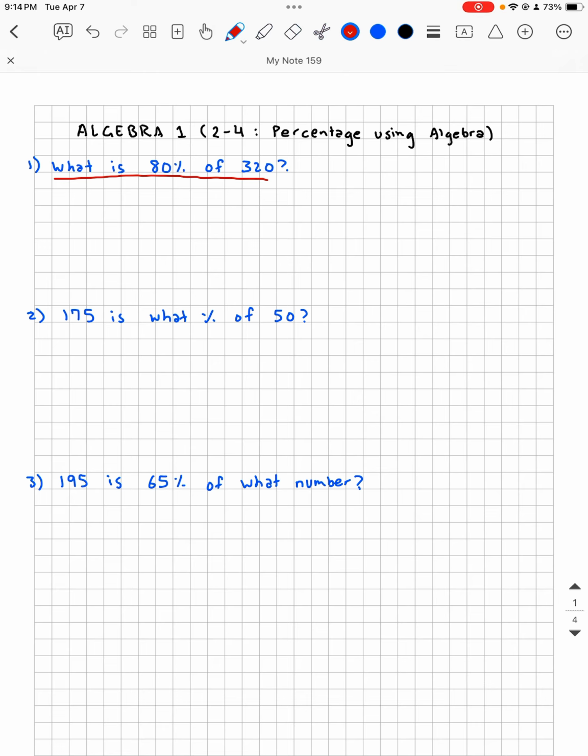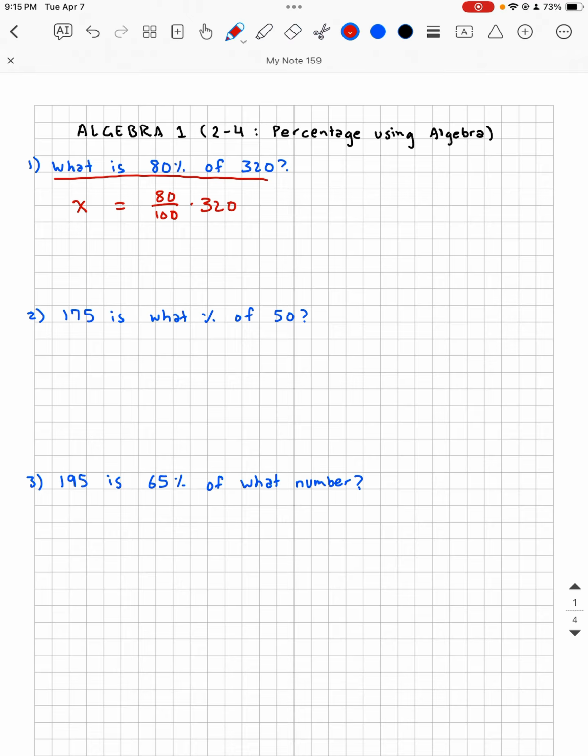The word "what" is usually indicated with the variable x. The word "is" is just an equal sign. 80%, we're going to go ahead and write that as either 0.8 or 80 out of 100. I like to use fractions because it's a little bit easier. The word "of" is usually denoted by multiplication. And then finally, 320, well, it's 320. So right there, if you go word for word, you can see what the equation is, and then hopefully solve for what x is equal to.